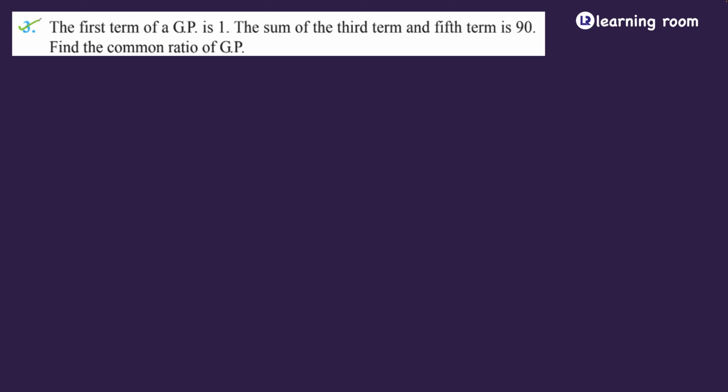The first term of a geometric progression is 1. So A is equal to 1. The sum of the third and the fifth term is 90. So what is the third term? A r square. What is the fifth term? A r power 4 is equal to 90. So this implies A r square into 1 plus r square is equal to 90.